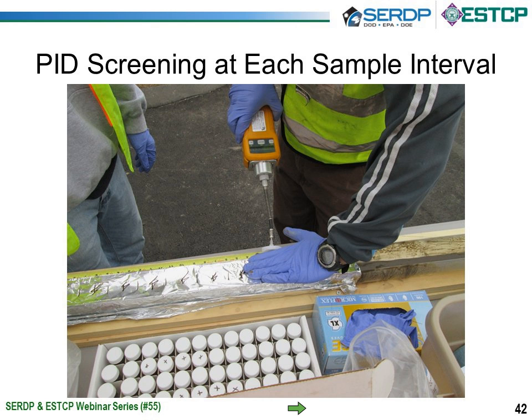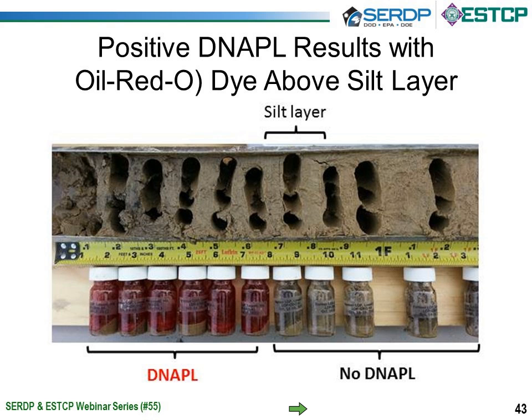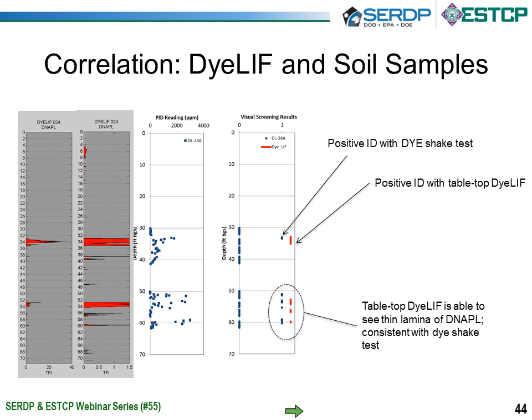And this is PID screening, and then the very detailed subcoring and dye testing with the oil red O dye, showing the presence of a DNAPL in this area, but nothing below it, just because of the presence of a little silt layer. But very rigorous, detailed work, very time-consuming, and this level of detail can be obtained in 30 seconds or 60 seconds maybe with this new DyeLIF tool. So just an example of what we found.